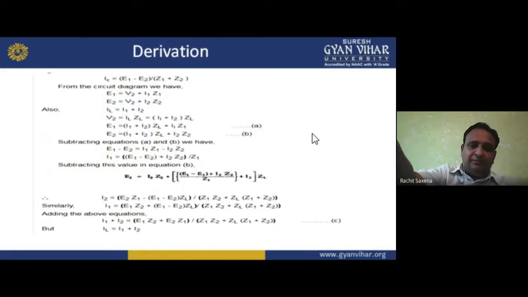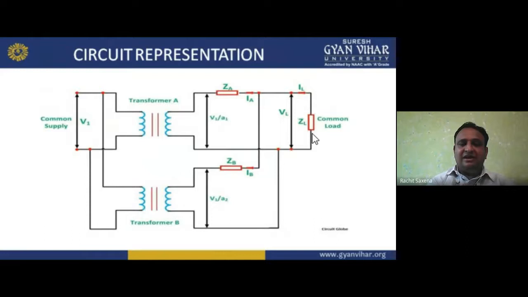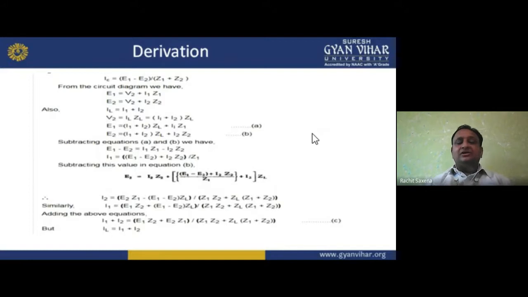E1 is the EMF of the first transformer, E2 is the EMF of the second transformer. Z1 is the impedance of the first transformer, and Z2 is the impedance of the second transformer. From the circuit I am showing you here, we can write that E1 is equal to V2 plus I1 Z1, and the second equation, E2 is equal to V2 plus I2 Z2. Obviously the first transformer has E1 and the second has E2, but V2 remains the same because we are taking the output of these two.